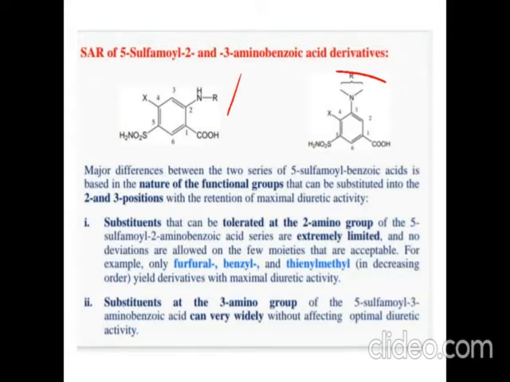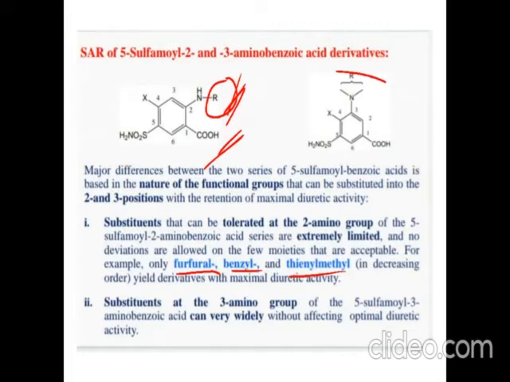The substitutions that can be tolerated at the 2-amino group of 5-sulfamyl are extremely limited. So there are only a few substitutions possible. Which are the substitutions? Furfuryl, benzyl and thienyl methyl. Any other substitution cannot be made on the second position amine group.